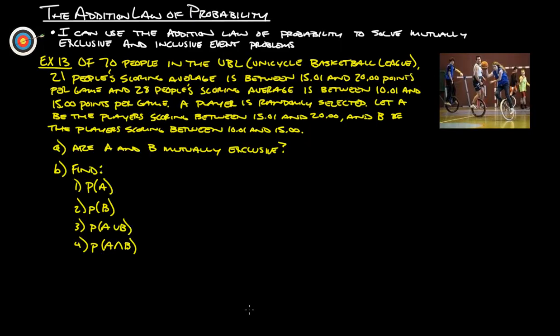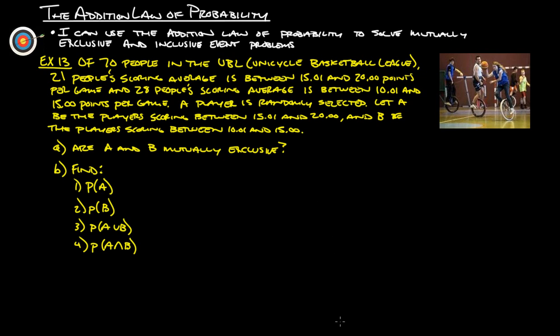Last example here, Example 13. Of 70 people in the UBL, Unicycle Basketball League, 21 people's scoring average is between 15.01 and 20.00 points per game. 28 are between 10.01 and 15. A player is randomly selected. Let A be the player scoring between 15.01 and 20, and B be the player scoring between 10.01 and 15.